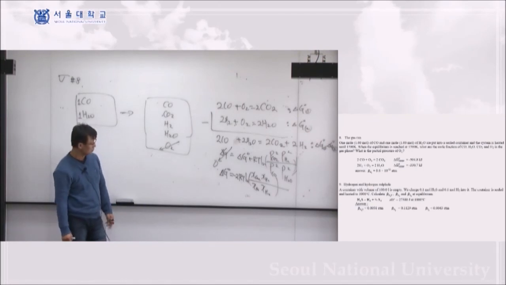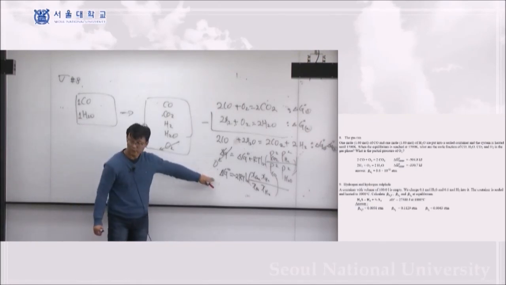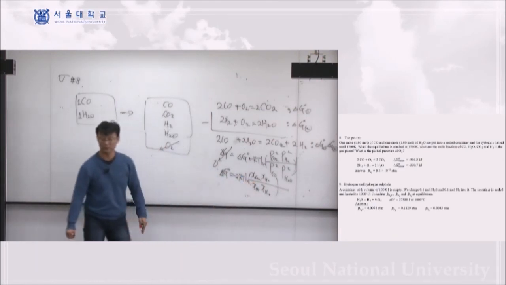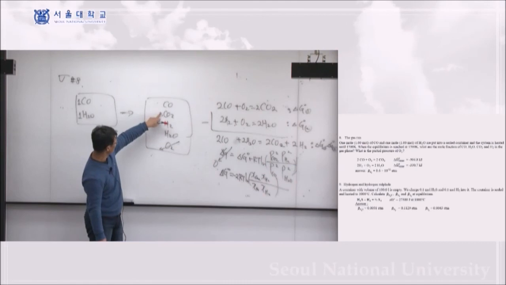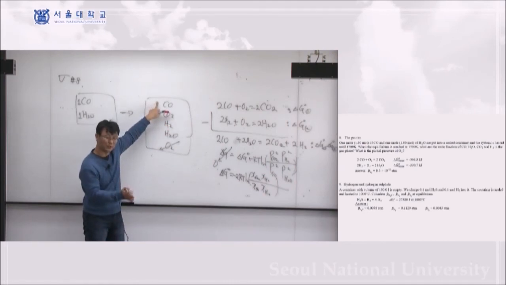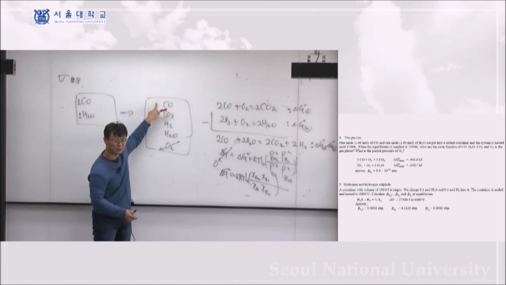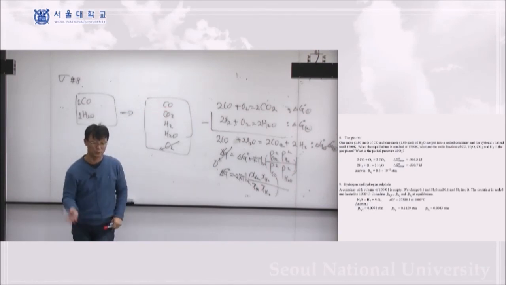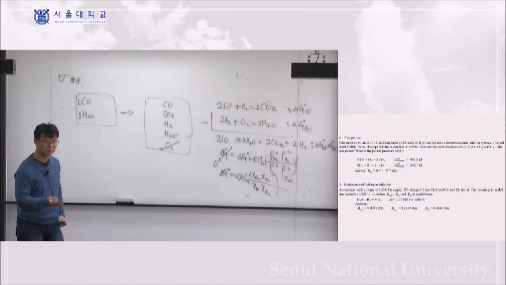Okay, so now we have one equation and 4 variables: 1, 2, 3, 4 variables. With 4 variables and one equation, it's impossible to solve. So we need at least 4 equations for 4 variables.